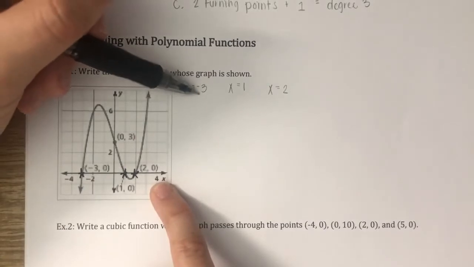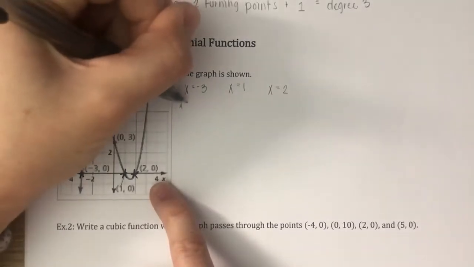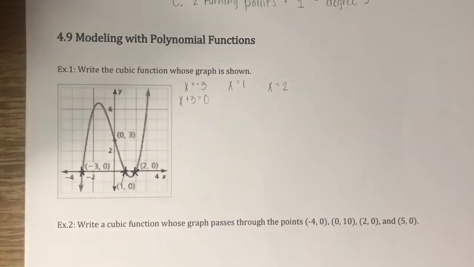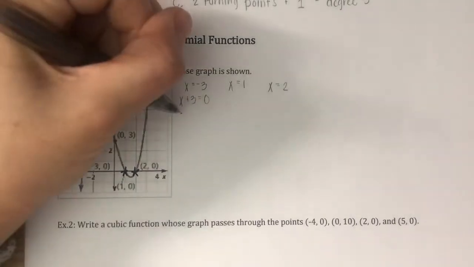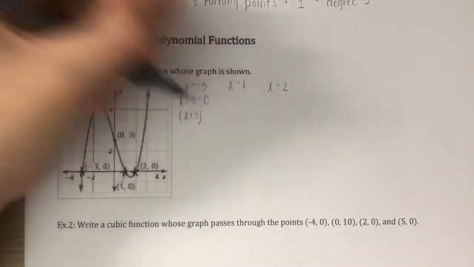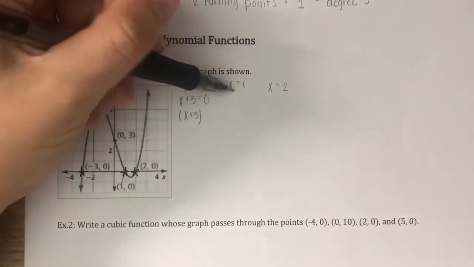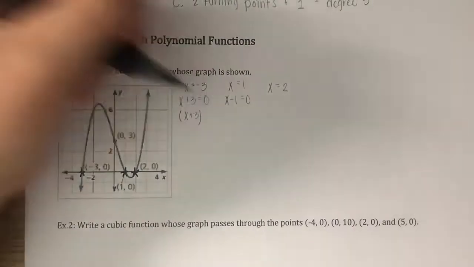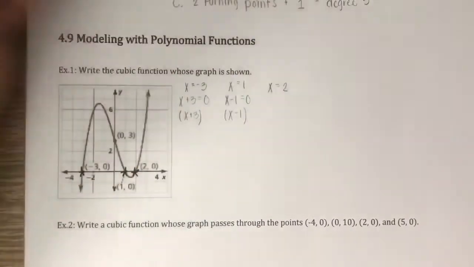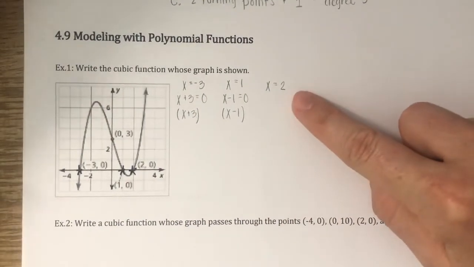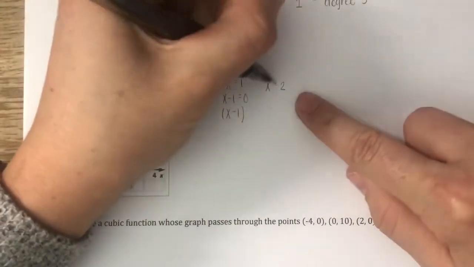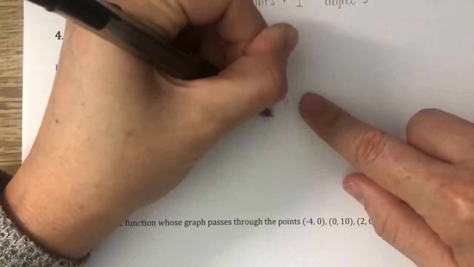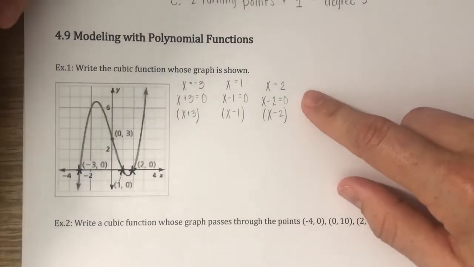If I add this 3 back over, I end up with x plus 3 equals 0. So the factor that creates that solution of -3 would be x plus 3. Same thing with x equals 1: I can subtract the 1 over, get x minus 1 equals 0, and the factor that creates that solution is x minus 1. For x equals 2, if I subtract the 2 over, I would get x minus 2 equals 0. So my factor again is x minus 2.